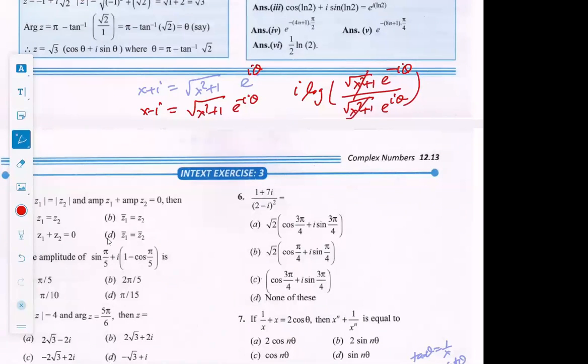These two will cancel out. So what am I getting? I am getting i logarithm of e to the power minus 2i theta. So i into minus 2i theta. So I will get 2 theta.